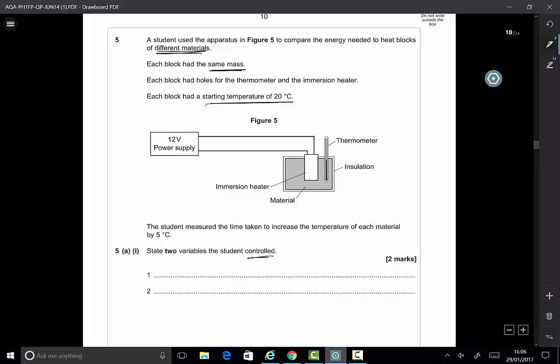Right, so controlled means kept the same. And we just need to look back into the question, and we've got the word the same for the first one. So that's going to be the same mass. And then the other thing that was the same for both of them was the same starting temperature.